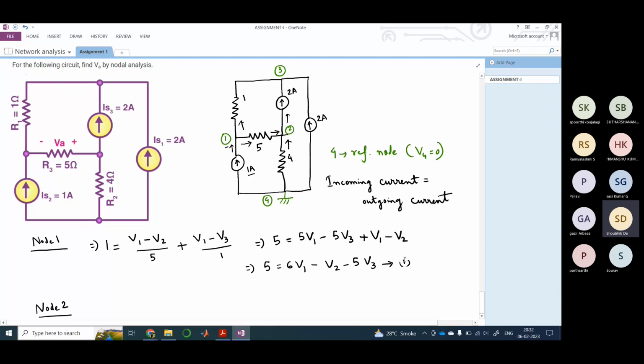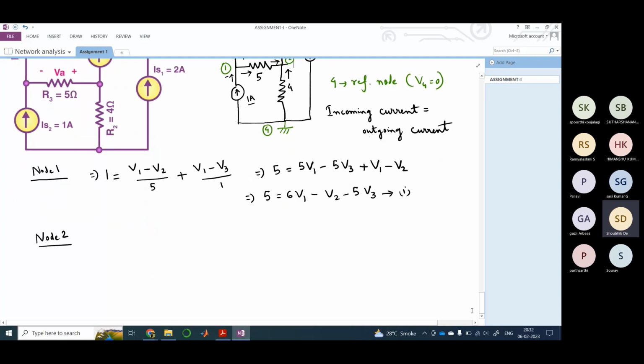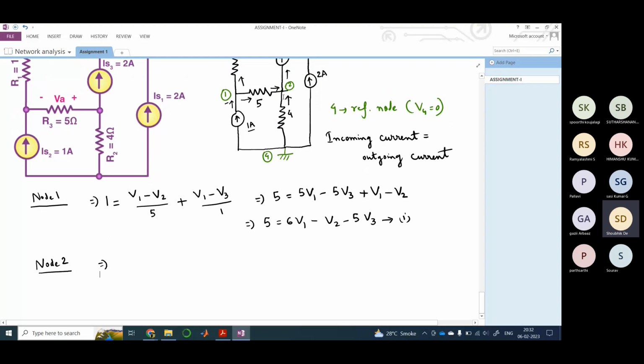Therefore I can easily frame this equation. So this is pretty easy. What was my equation at the node on this line? It was very simple: V1 minus V2 divided by 5 ohm, right? So this was this current.